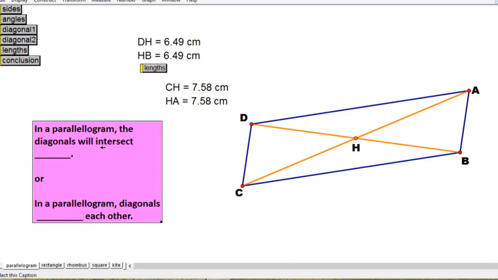In a parallelogram, the diagonals will intersect, and what do you call this point? Or another way of saying it, in a parallelogram, diagonals ___ each other. Fill up that space and share it with your classmates when you meet.